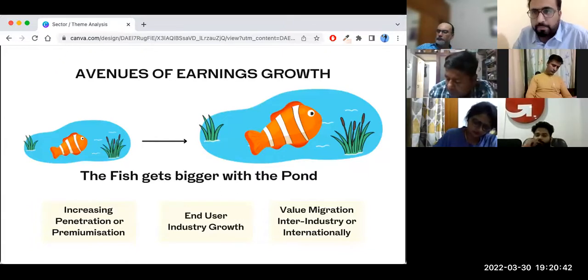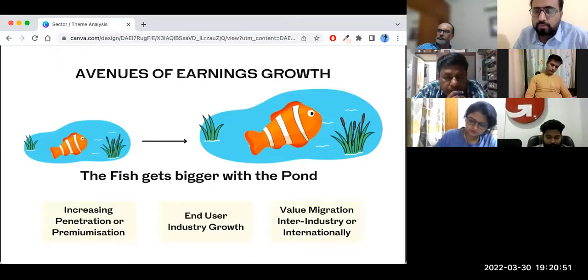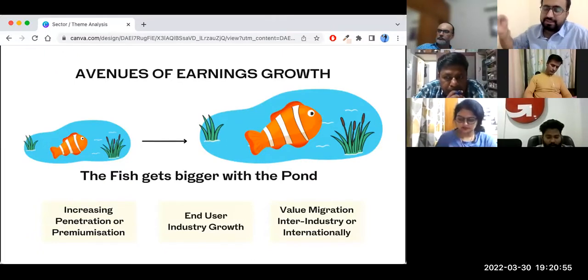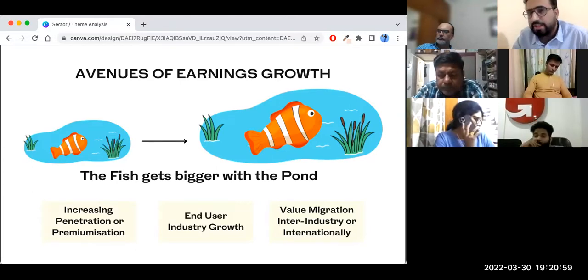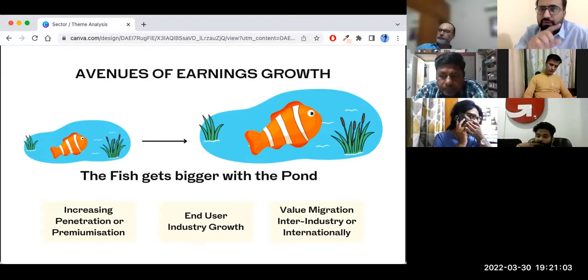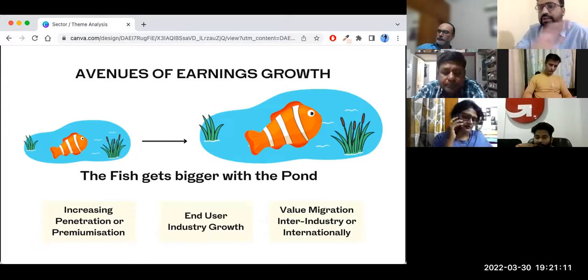Now, any company will be able to grow in relation with the sector dynamics in three ways, in only three ways, right? Now I've taken the analogy of fish in a pond, which will make things very, very clear for you. It's a very simple analogy. It will make things very clear for you, right?